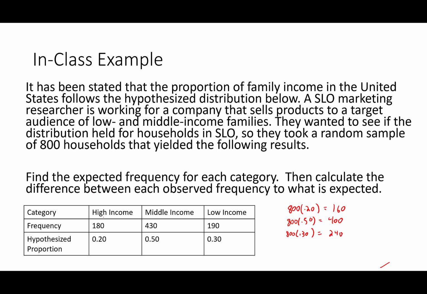So what we'll do is we'll compare what we observed. We'll look at these as observed compared to our expected. So for each group, I'll make a little difference. 180 minus 160. This is for high income. We'll do the same thing for middle income. We observed 430 and we expected 400. And lastly, for low income, we observed 190 and expected 240.